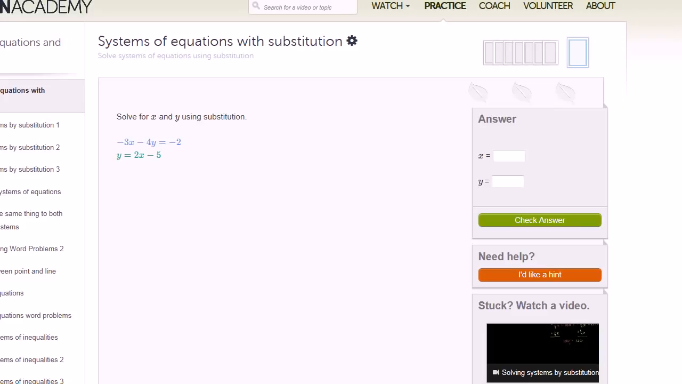Negative 3x minus 4y is equal to negative 2. Y is equal to 2x minus 5. So let me get out my little scratch pad, and let me rewrite the problem. So this is negative 3x minus 4y is equal to negative 2. And then they tell us y. Y is equal to 2x minus 5.